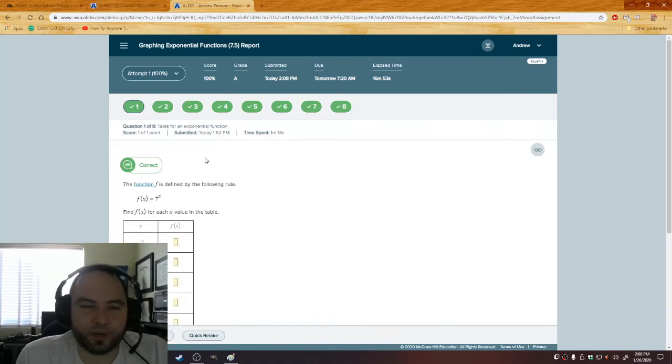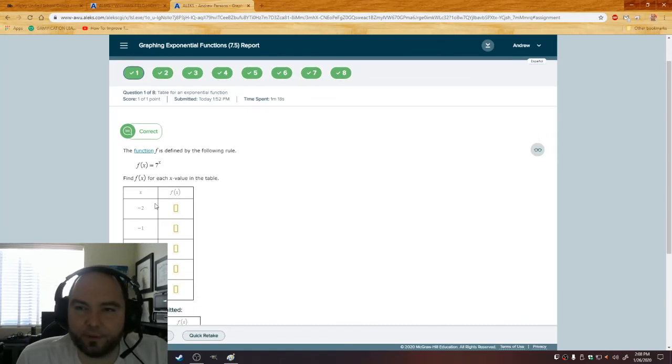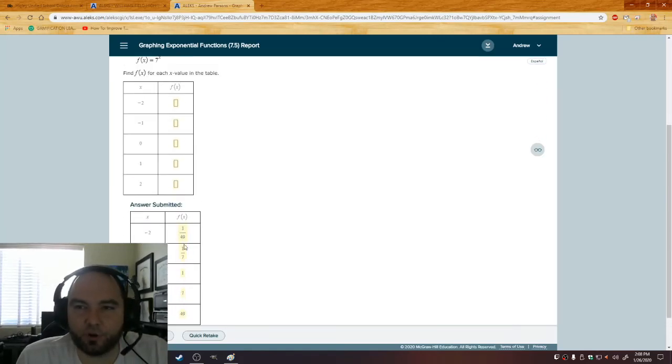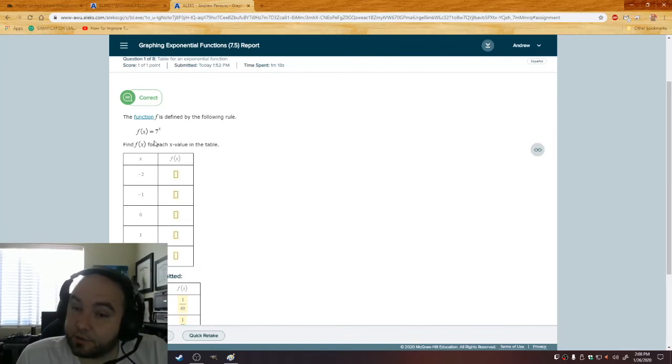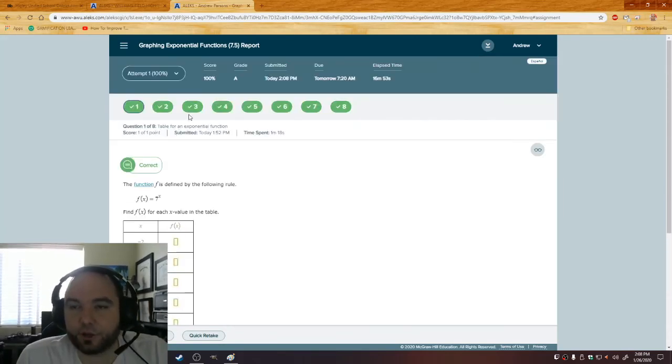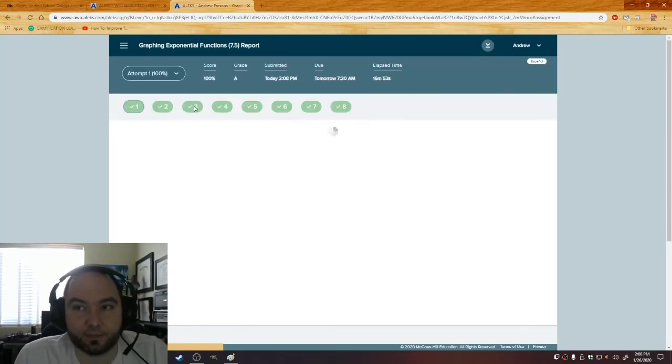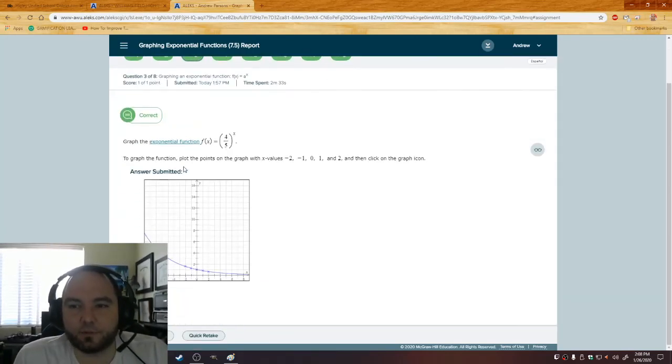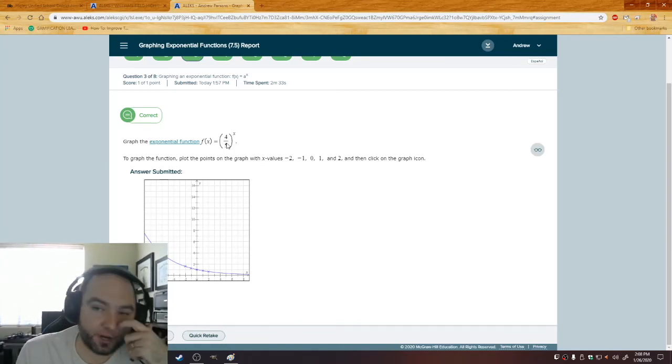All right, so let's recap. There were two problems that gave us a table, and we needed to find out what the outputs were for the given inputs. All I did was take a calculator and type it in. I typed 7 to the -2, -1, 0, and so on, and I got this. Make sure you convert to a fraction. That's the first two problems. For the second two problems, we had to make a graph, and the way we made a graph was I input this right here into Desmos.com, and then I converted it to a table.